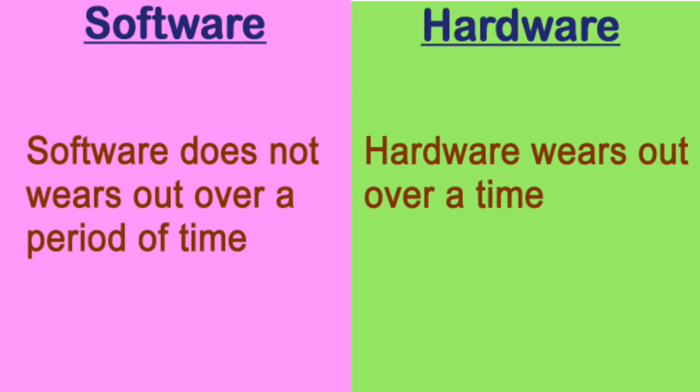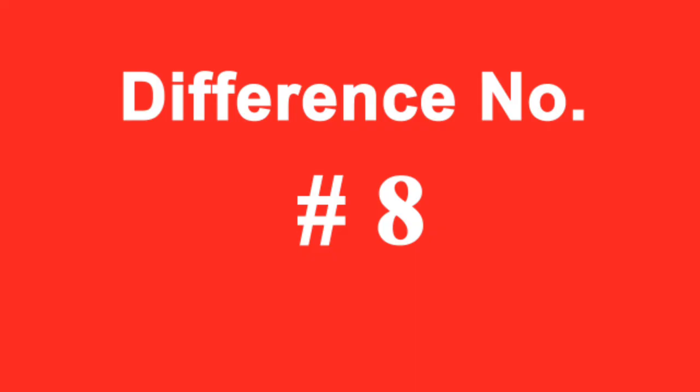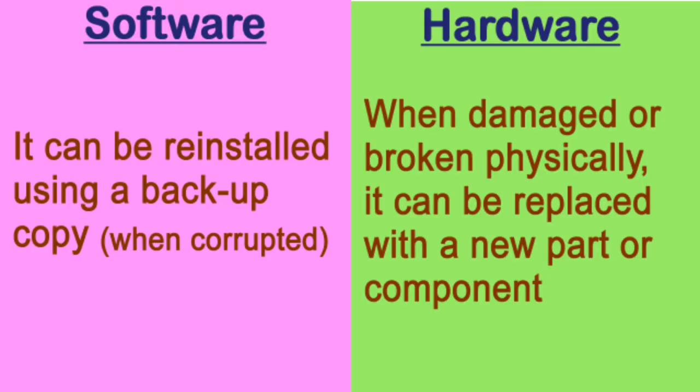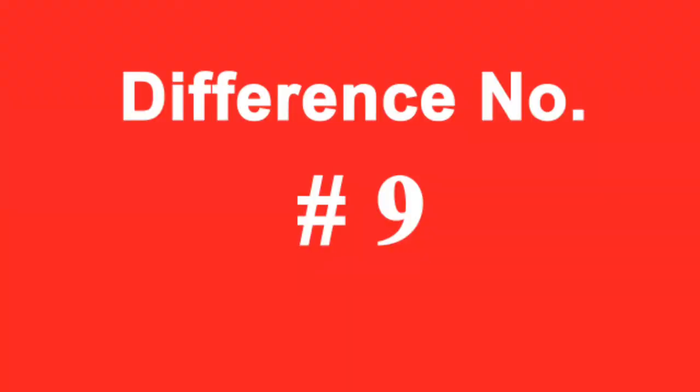Software. Software does not wear out over a period of time. Hardware. Hardware wears out over time. Software. It can be reinstalled using the backup copy when corrupted. Hardware. When damaged or broken physically, it can be replaced with a new part or component.